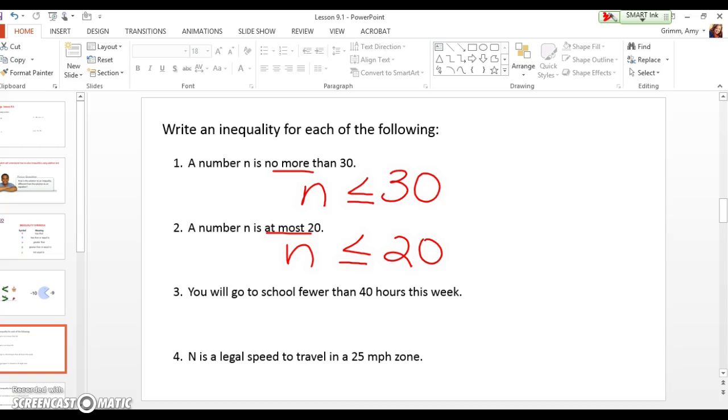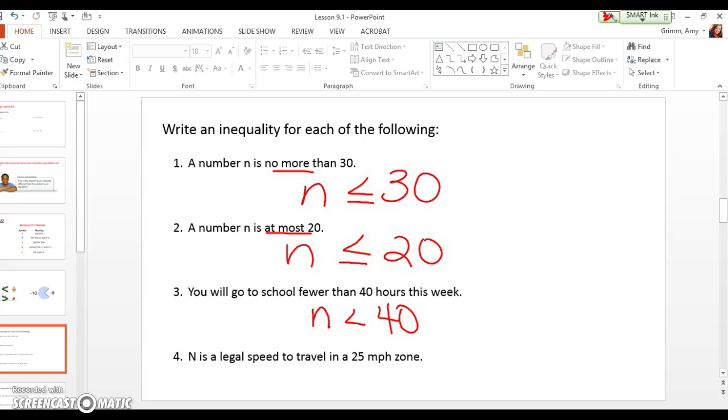So this inequality would look like this. You cannot have the line underneath it because on this one, you are not going to spend exactly 40. You're going to spend fewer than 40, okay? And so that would be all of the answers fewer.